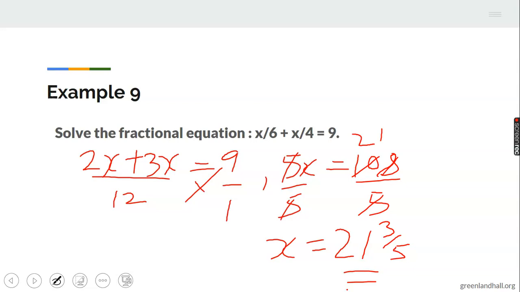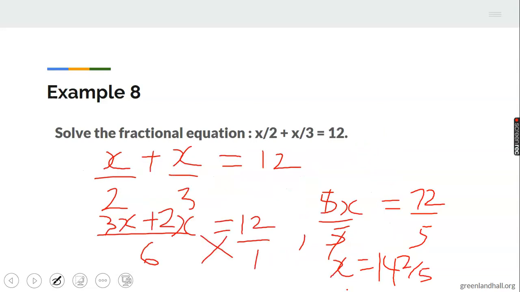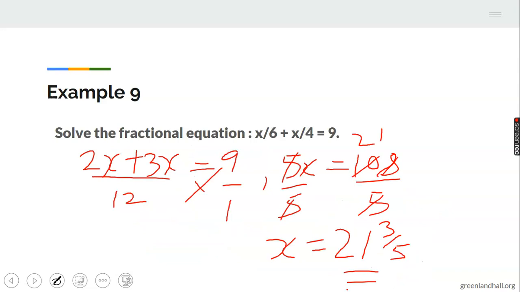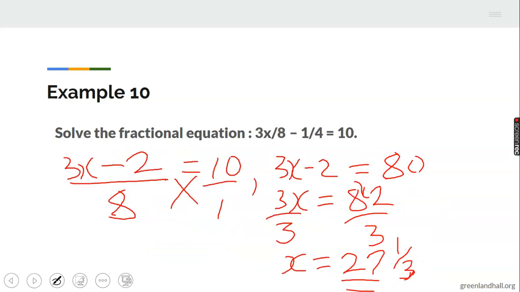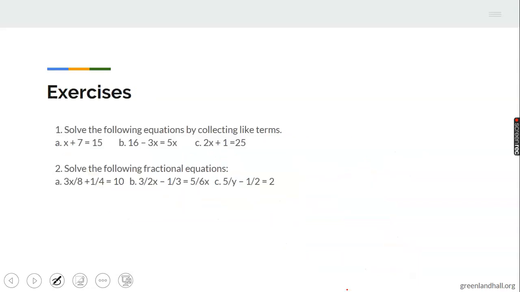This is 21 whole number 3 over 5. This is 14 whole number 2 over 5. Because I've explained to you that it does not necessarily follow that you will have a whole number when you are solving. Okay?